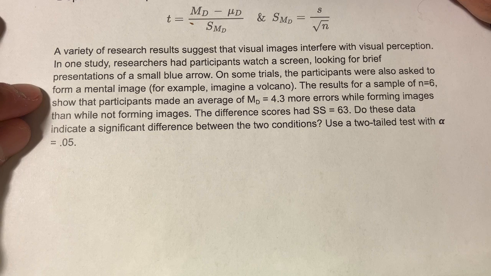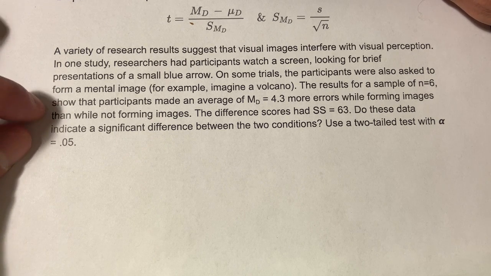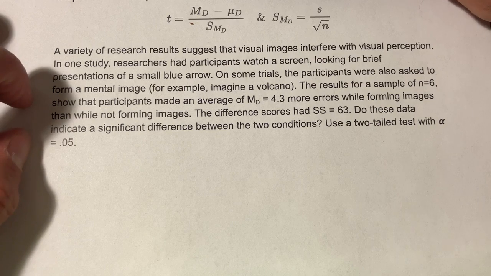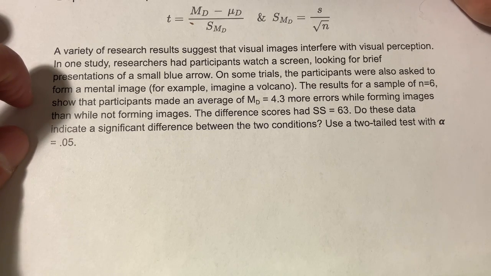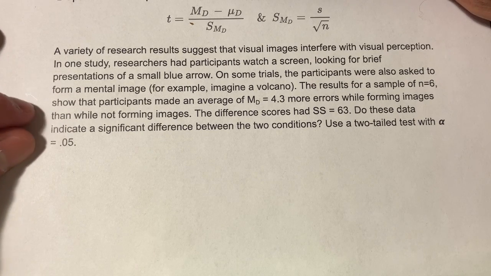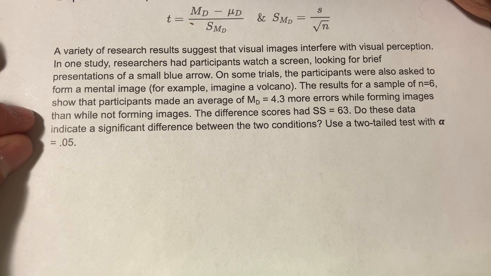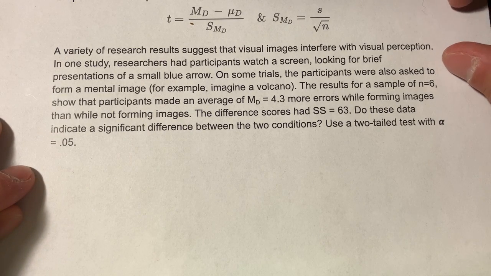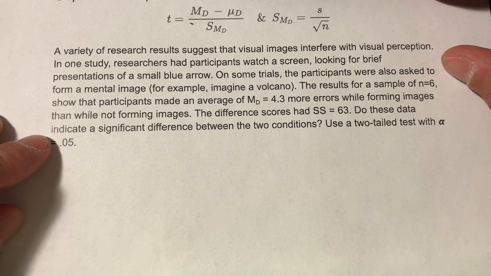The results for a sample of n equals 6 showed that participants made an average, a mean difference, of 4.3 more errors while forming images than while not forming images. The difference scores had a sum of squares of 63. Do these data indicate a significant difference between the two conditions? Use a two-tailed test with alpha equals 0.05.